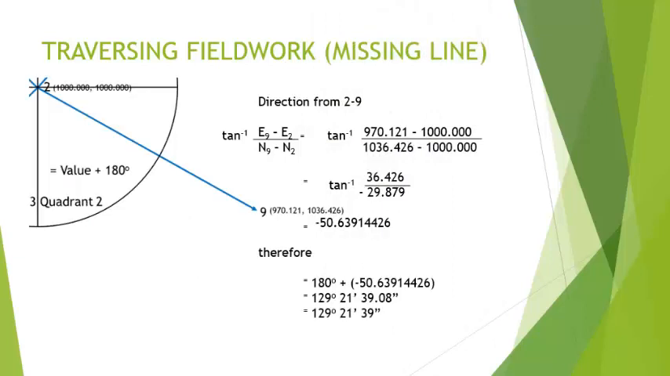Similarly, stations 2 to station 9, which is positioned in quadrant number 2, the rule is to add the calculated value with 180 degrees. Everything is quite the same, but here you need to apply the rules. By the way, this is the departure, 970 minus 1000. The top part is the departure value, while the bottom part is the latitude value.